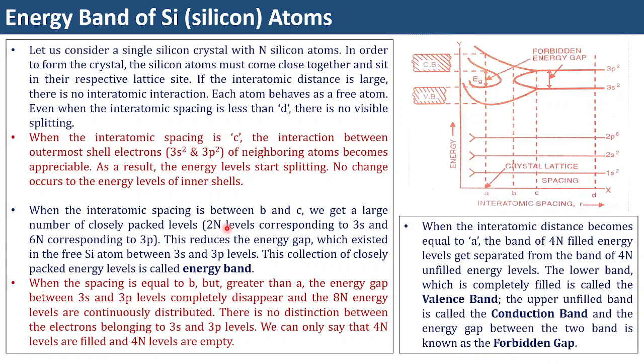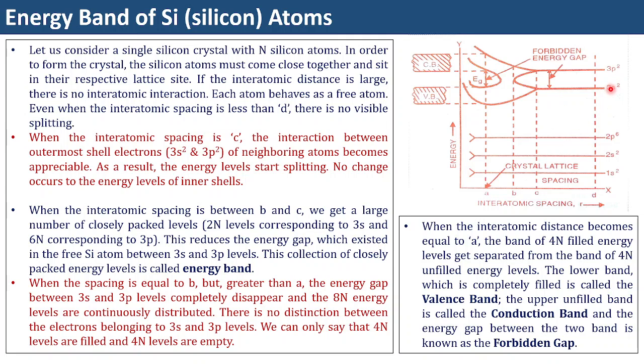If there are n different atoms, each accommodating 2 electrons in its s orbital, that gives rise to 2n levels. The p orbital can accommodate 6 electrons, so there is a possibility of 6n electrons in the 3p. So 2n plus 6n is 8n actually. This reduces the energy gap which existed in silicon.